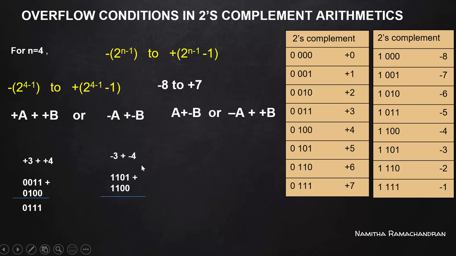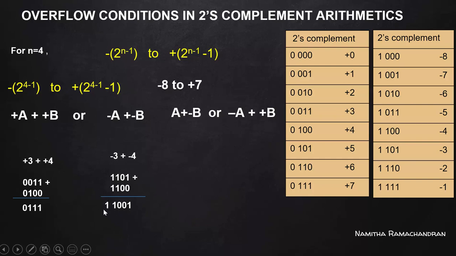And here, this is minus 3 plus minus 4. Minus 3 is this and minus 4 is this. After adding, we get a value, and here we have a carry out. So simply discard that carry, and we take the remaining bits as the result. This 1001 is actually minus 7. Here minus 3 plus minus 4 is actually minus 7. That is the expected value.